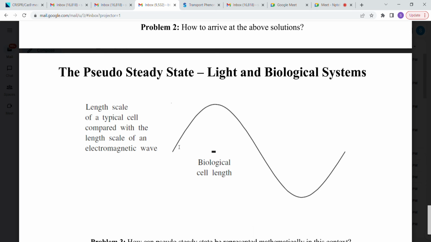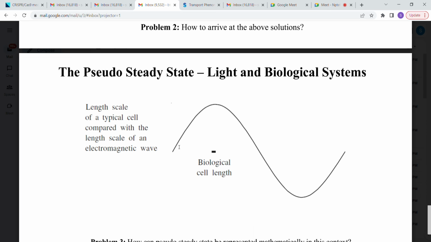When you take the wavelength of typical light, let's say the order of the wavelength is 10 to the power minus 4 meter, and the biological system that we are talking about has a size in the order of micrometers, there are two orders of magnitude difference, right?